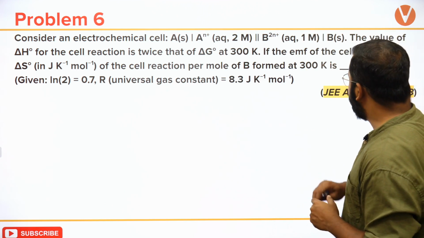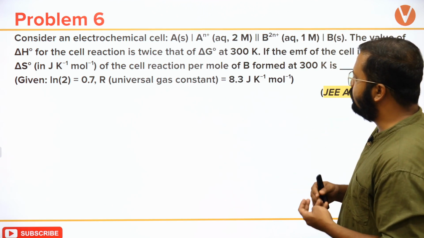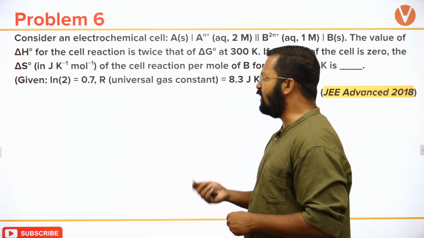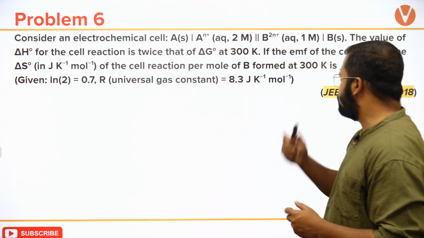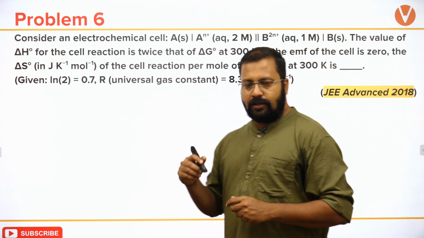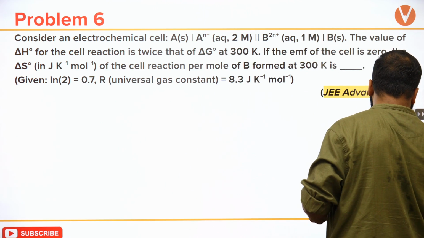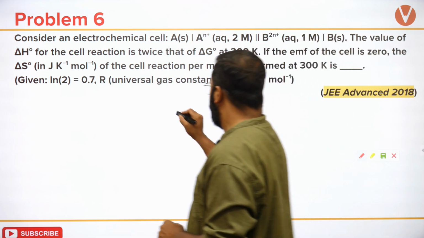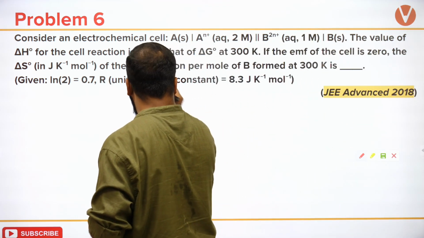If the EMF of the cell is 0, the delta S naught will be equal to what, per mole of B, which is formed at 300 Kelvin? How do we solve this question? Okay, so I'm going to explain. It's a very simple and straightforward question. First and foremost, I'm just going to give you the idea.